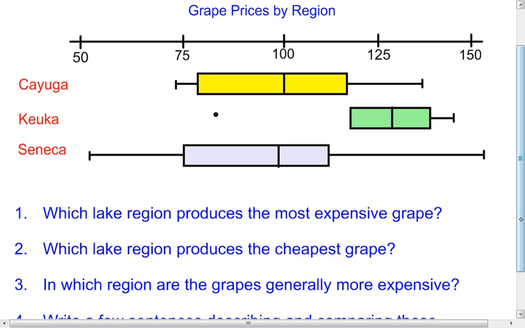Which lake region produces the most expensive grape? Not the most expensive in general, but the most expensive grape. The most expensive grape would be seen right here, which is in the Seneca region. Which lake produces the cheapest grape? The cheapest also happens to be in Seneca.